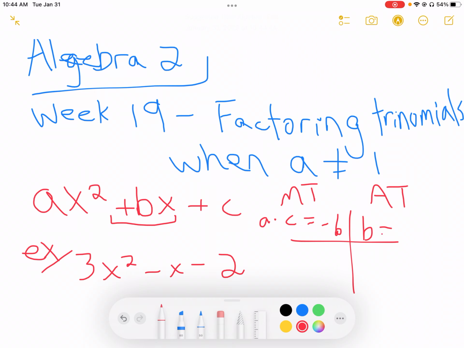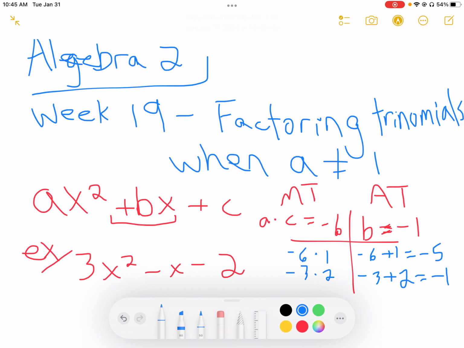My other one is my B term. My B term is minus 1, so it equals minus 1. So when I think about those numbers, I ask, what multiplies to minus 6 and adds to minus 1? Let's start with the easiest ones. I know I have to have one negative number, so let's just do minus 6 and positive 1. Minus 6 plus 1 gets me minus 5. Then I say, well, how about minus 3 and positive 2? Minus 3 plus positive 2 is minus 1.